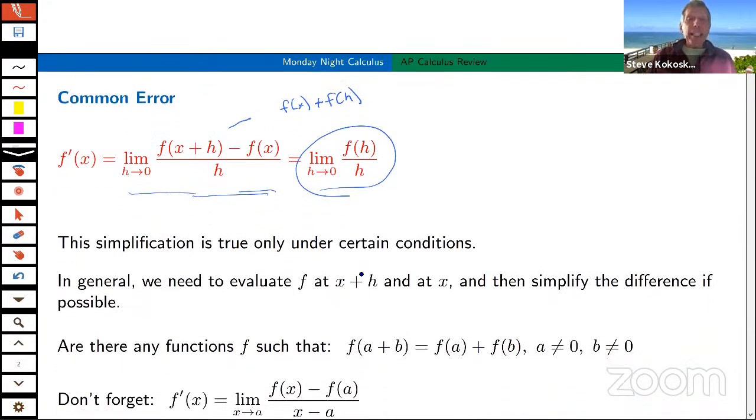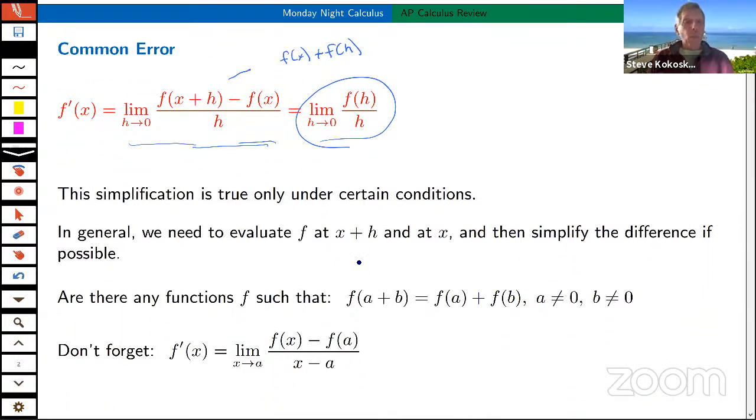Now, if you're thinking about becoming a math major, here's sort of an open question. I don't expect an answer to this one tonight, but you might think about this one. Are there any functions so that that sort of an equality is true, so that you can write f of a plus b is equal to f of a plus f of b, where a and b are both non-zero?